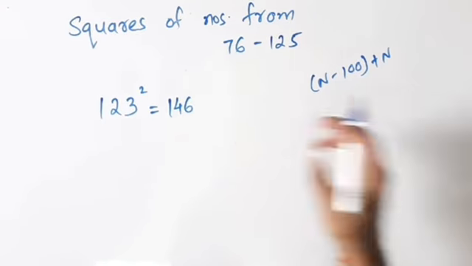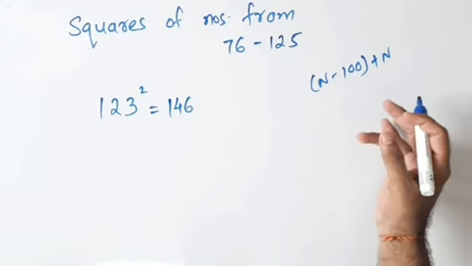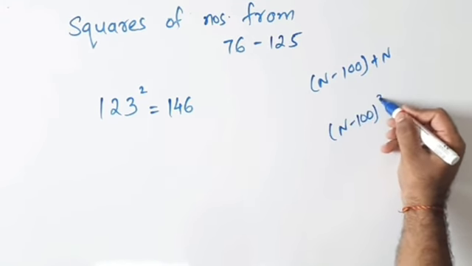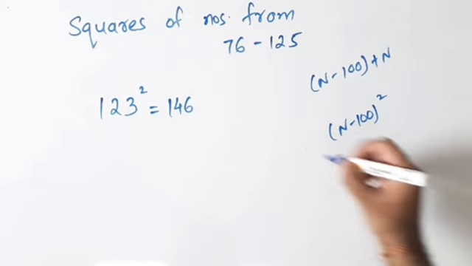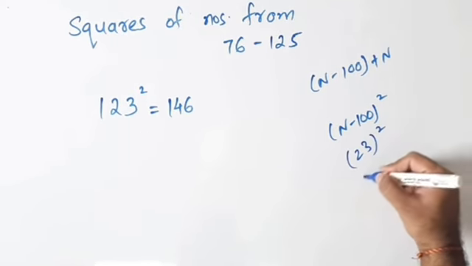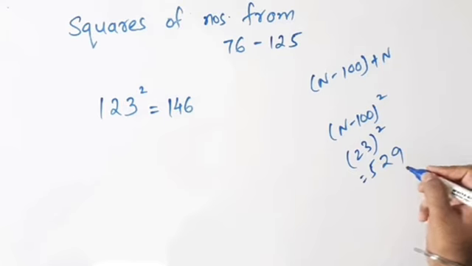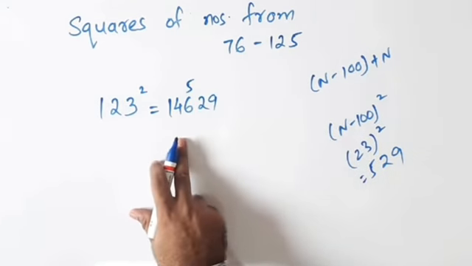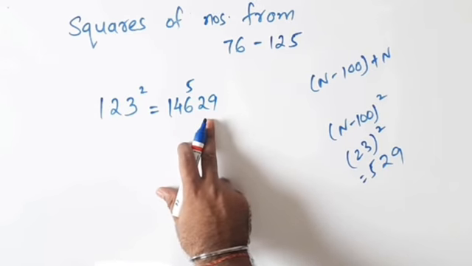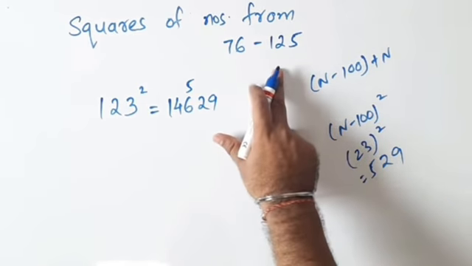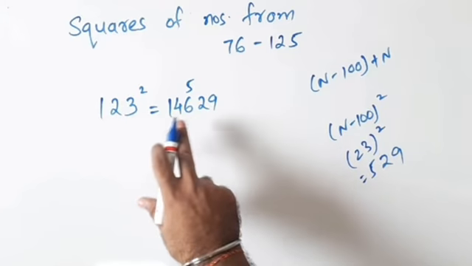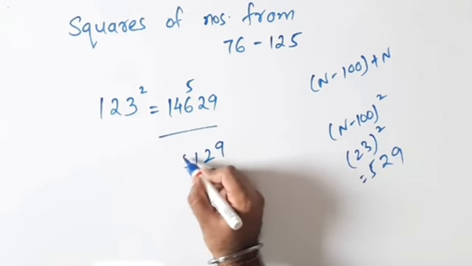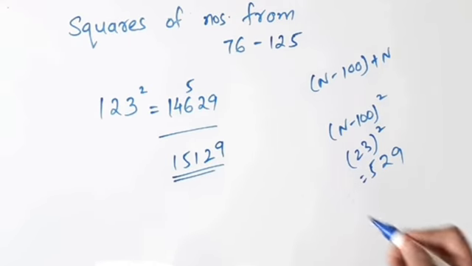And for the second part you have n minus 100 the whole square, so that is 23 square, which is equal to 529. So how will you place this 529? 5 here and 29 here, 5 carry, because we have only two blanks here. So any number which is above 100, you will get some carry and then you will get the answer after adding. 15129. This is your answer, students.